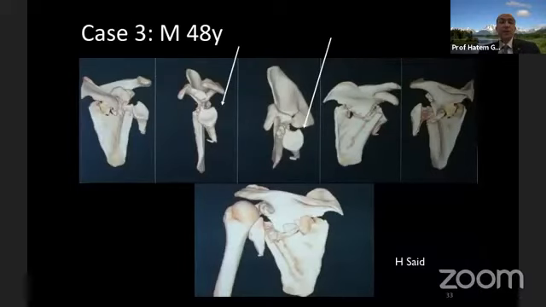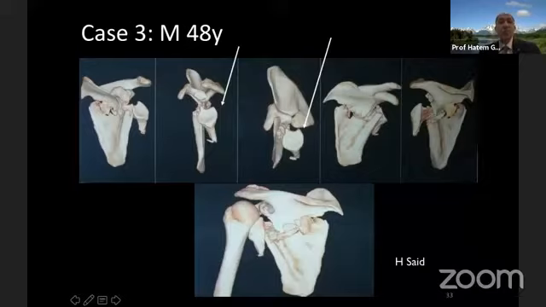Another case which you can see is a bit more severe. Our indication here is that the glenoid is completely floating. You can imagine that the long head of triceps has a pull. It's completely separated from the body and from the upper part of the scapula. So this is our indication for surgery.